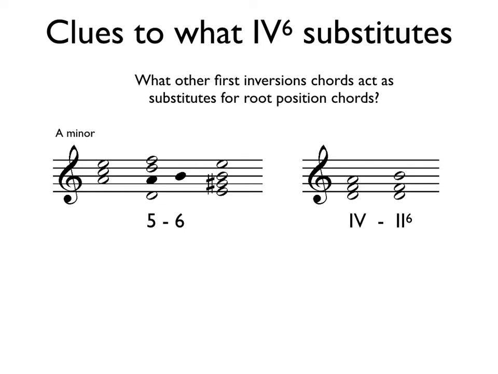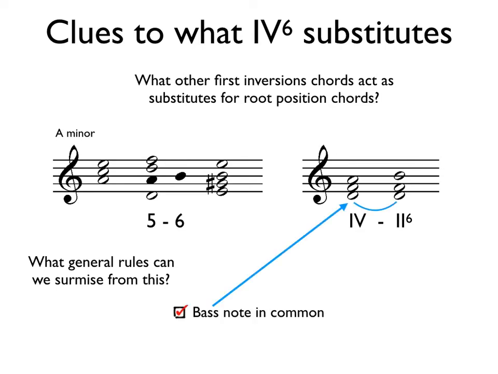So what general heuristic or rule can we draw out of this? The first would be that they have the bass note in common, in this case scale degree 4. And the next thing to look at would be that they have the third above the bass in common. So the only moving pitch is the top pitch, making the 5/6 in the left-hand example.